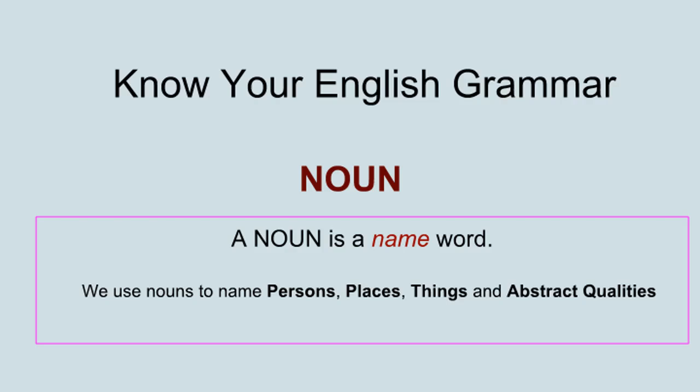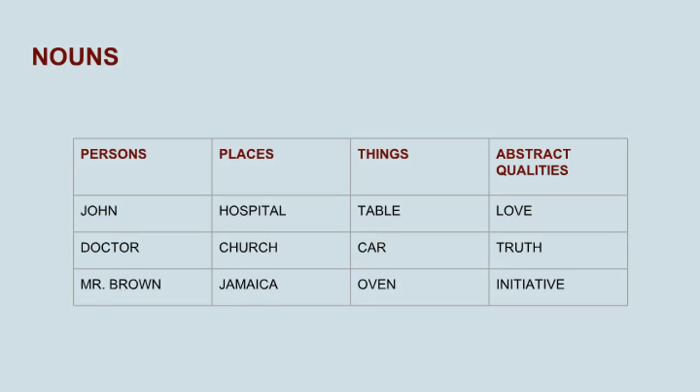Today we are looking at noun, one of the 8 parts of speech. A noun is a name word. We use nouns to name persons, places, things, and abstract qualities. Let's look at some examples.